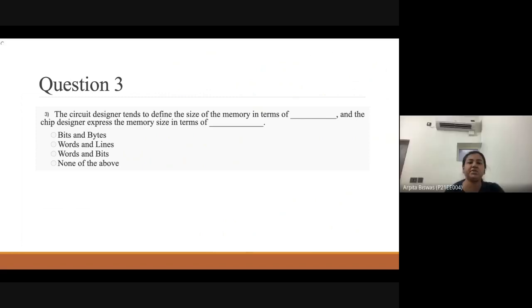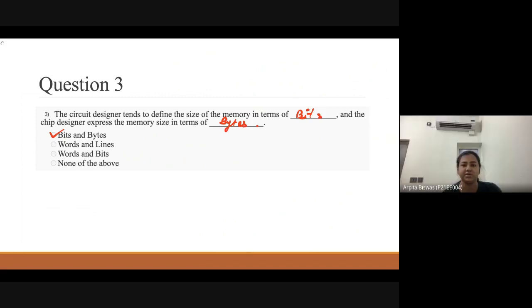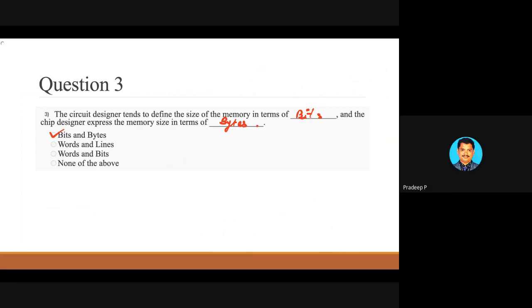Okay, but you can recheck the answer. The right option is the first one: bits and bytes. The chip designer will tell in terms of a combination of 8 bits, that is bytes, and the circuit designer in terms of bits. Circuit designer means element by element. Each MOSFET will be treated as one memory element, and the chip designer will treat that as bytes. Correct, madam.